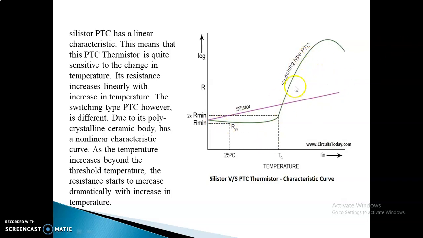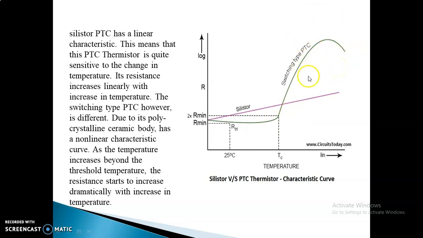But you are looking at the next graph. This is the switching type PTC. This is quite sensitive to the change in temperature. Because it is a polycrystalline ceramic body, you are having non-linear characteristics. So the resistance starts to increase dramatically with increasing temperature. It starts from minimum, then it increases, then again it comes back. So this is the switching type PTC.